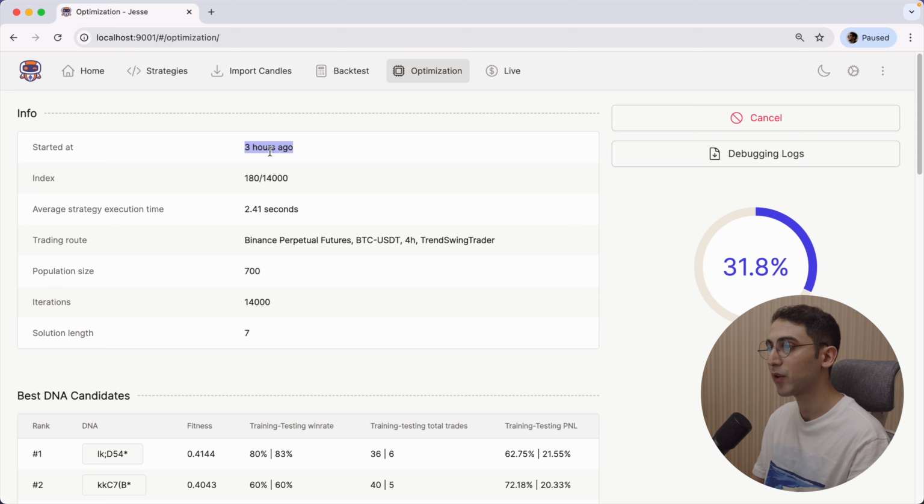It's been around 3 hours since we started this optimization session, and it's been 31% of the second phase of the optimization session. However, the thing about optimization is that you don't have to wait for it to reach 100%. Sometimes you can start playing around with the results as soon as you see some numbers that you actually like.